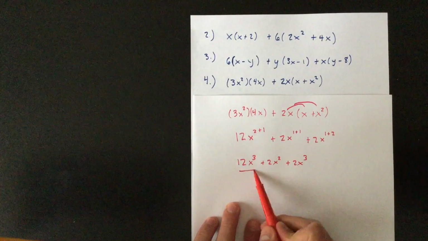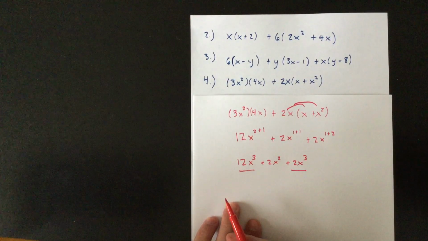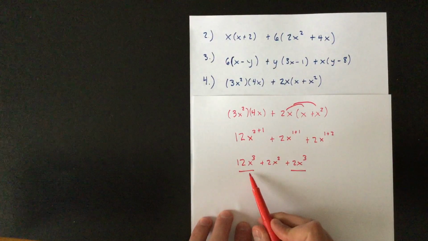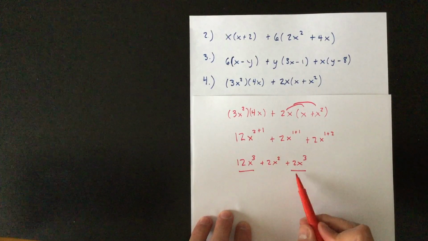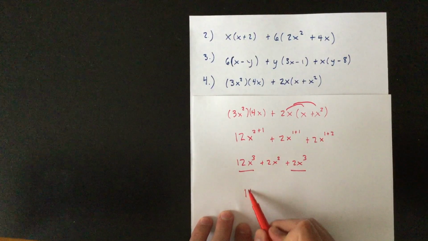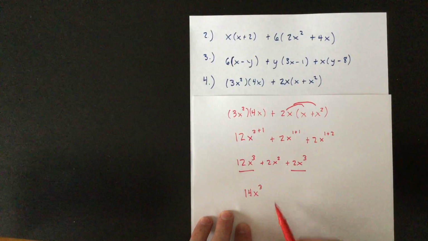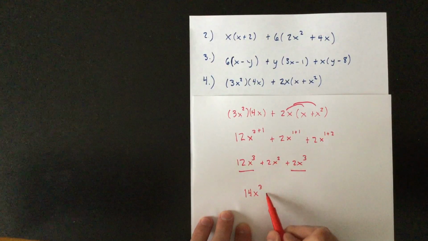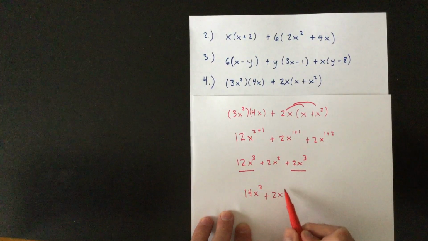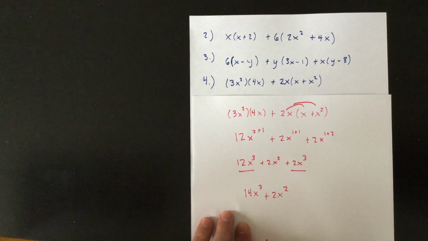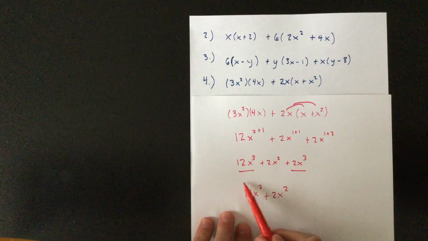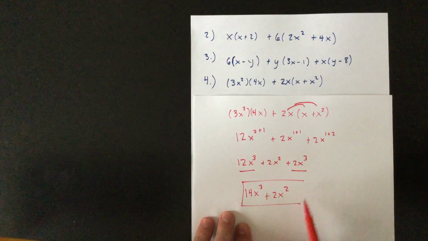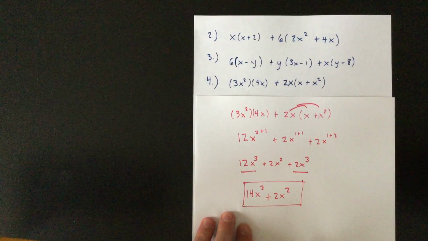I have a pair of like terms here. And so when I do 12x cubed plus 2x cubed, I get 14x cubed as a result. And then I'm just going to carry this down. And now at this point I'm done. I no longer have any more like terms because the exponents don't match on the x's. So all done.